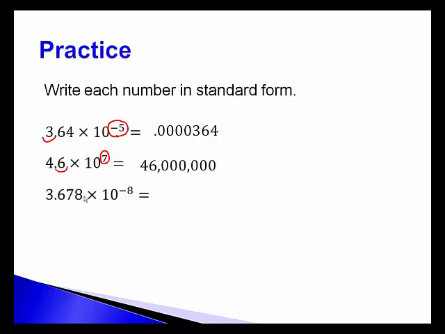And for our last one, our decimal is here. We'll be moving it to the left because the 8 is negative. Our first position is right there, preceded by 7 more zeros.